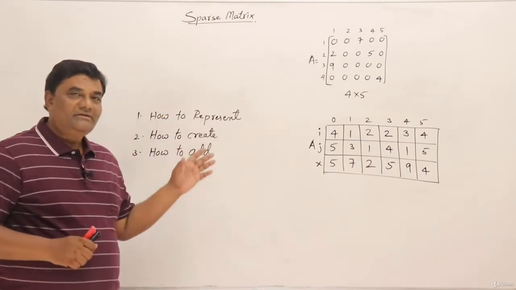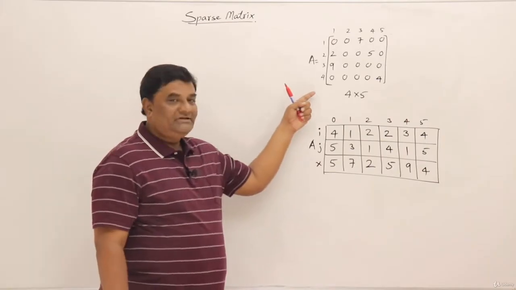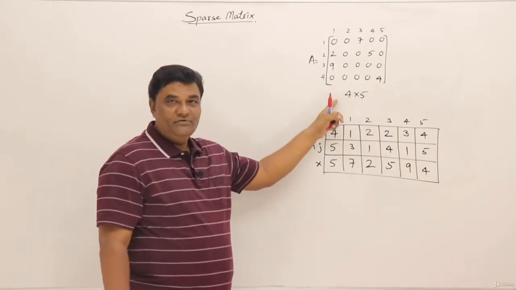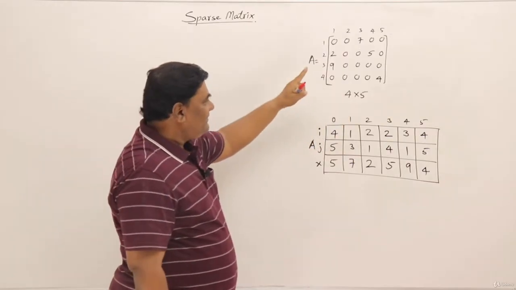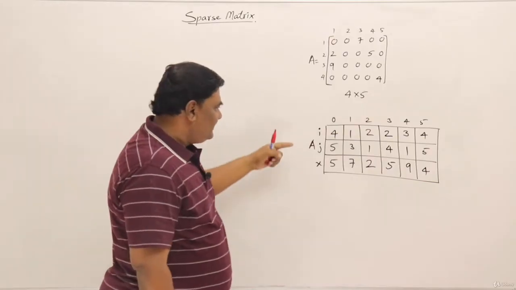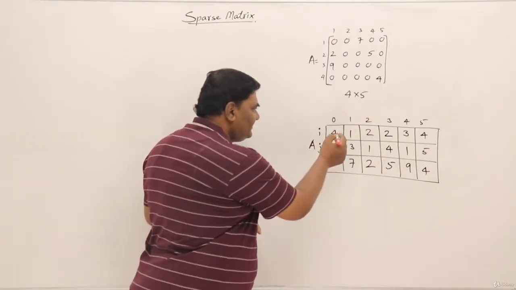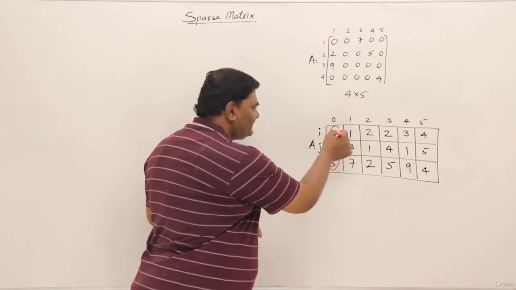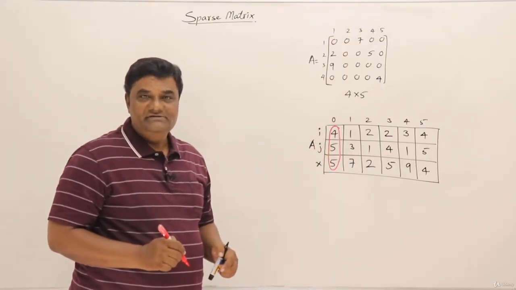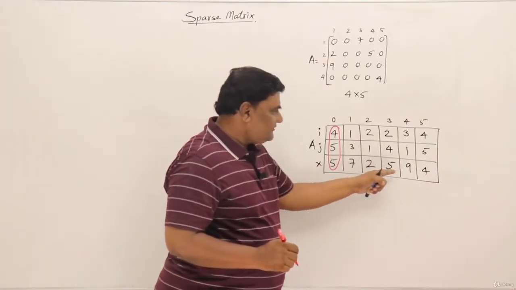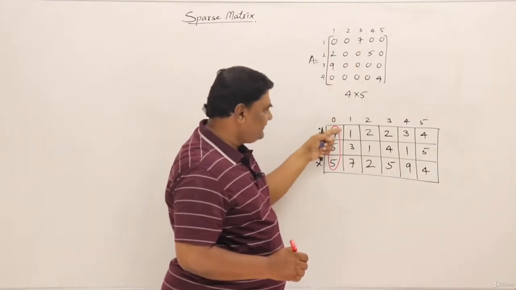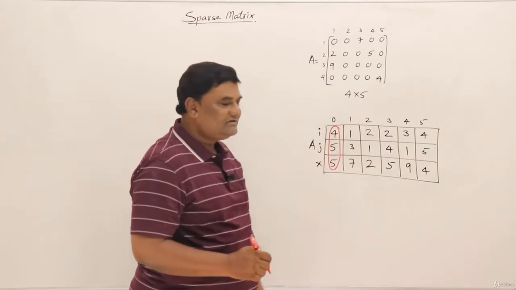Now let us start with representation. In this example sparse matrix, the dimension is 4 cross 5, that is 4 rows and 5 columns. There are 5 non-zero elements, 1, 2, 3, 4, 5. So this first tuple is about dimension and number of non-zero elements. Then these are all non-zero elements, like the first element is at first row and third column and the element is 7.